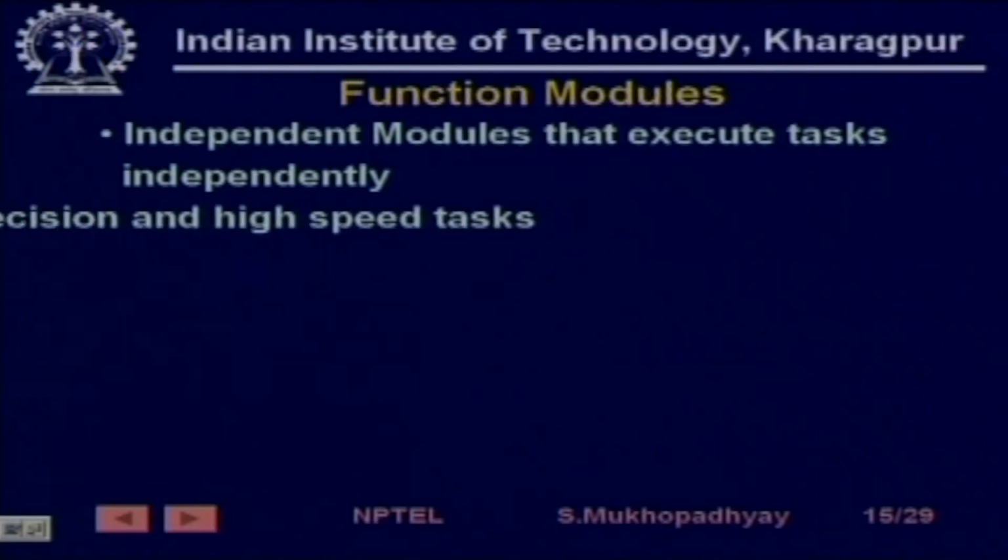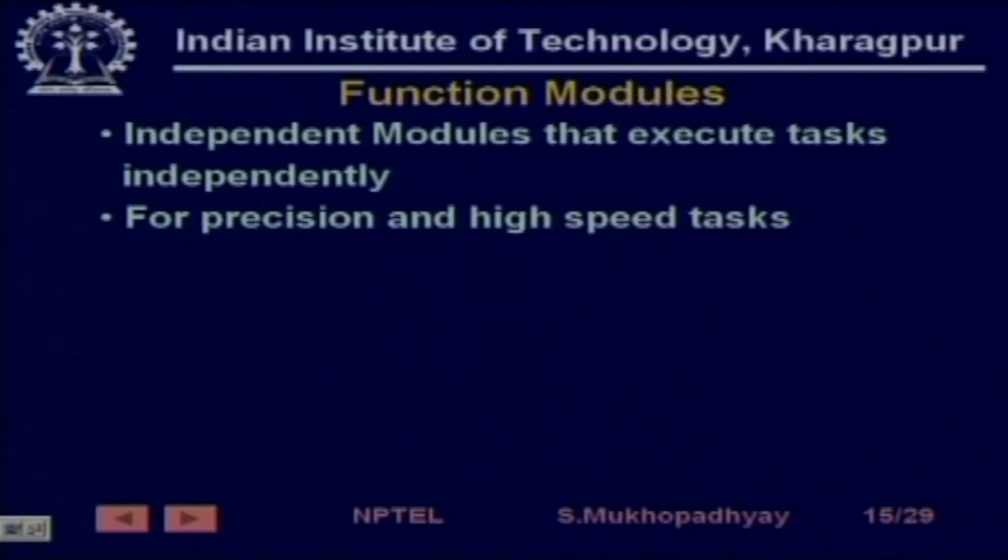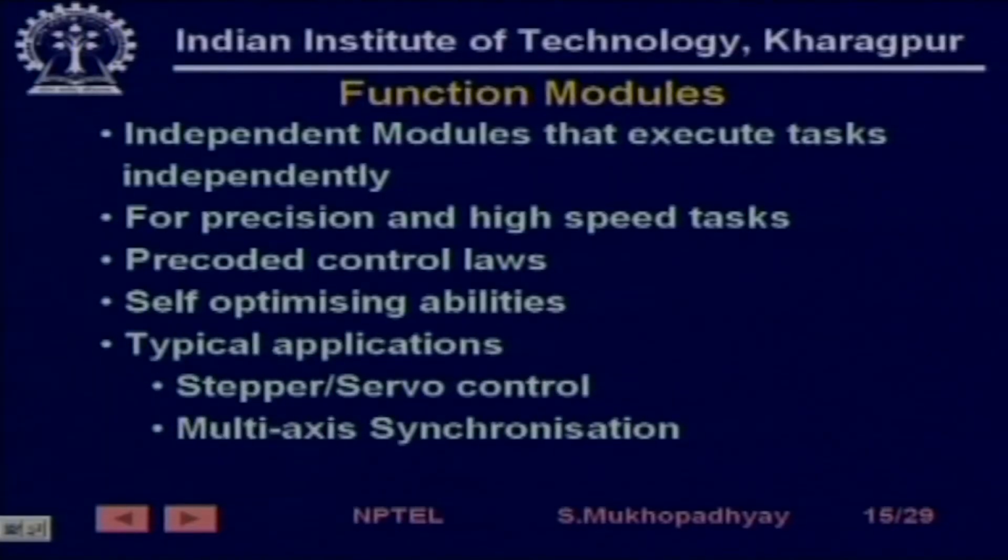So, basically reducing the central processor load, so that it needs to talk to it less often for precision and high speed tasks. They often have their own logic, their own pre-coded control laws, and their own optimizing abilities. It might tune its own control loop; you just have to give it a command to tune itself. A typical application would be stepper servo control, multi axis synchronization.